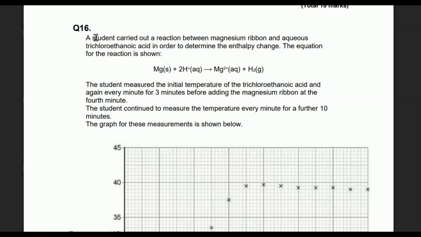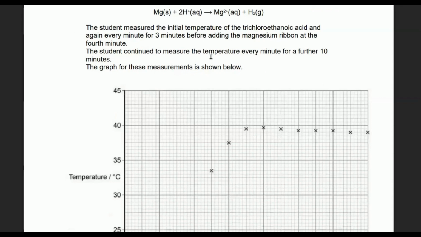Okay. Question 16. Let's get on with it. A student carried out a reaction between magnesium ribbon and aqueous trichloroethanoic acid in order to determine the enthalpy change. The equation for the reaction is magnesium solid plus 2 hydrogen ions aqueous, basically acidic, that's the trichloroethanoic acid, goes to magnesium 2+ ions, the magnesium salt that's formed, plus hydrogen gas, which is given off.